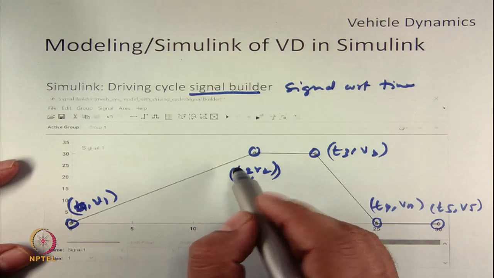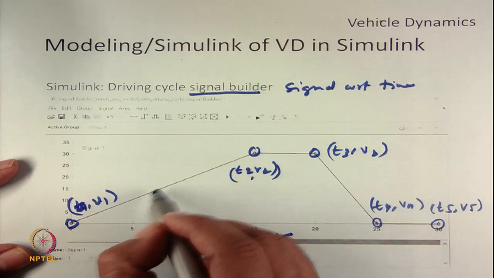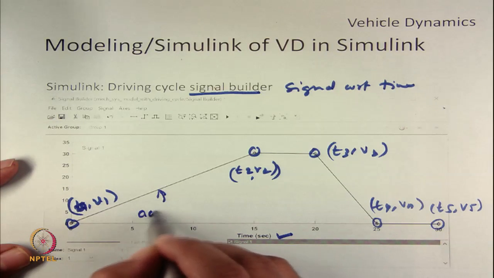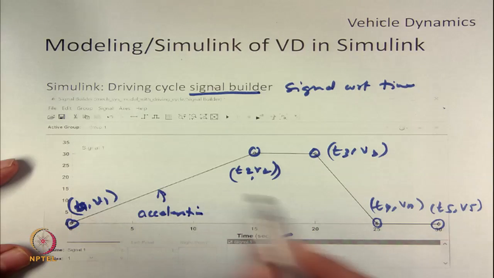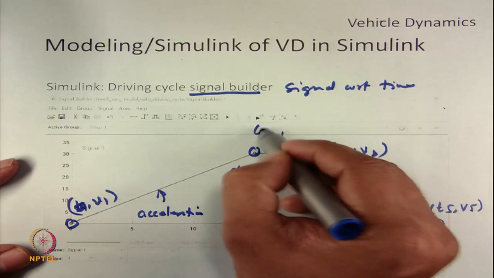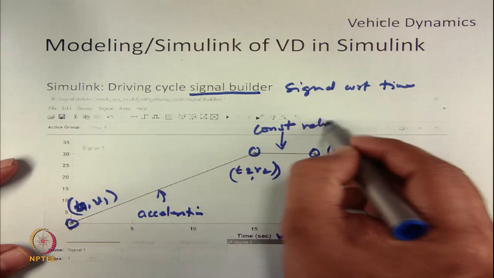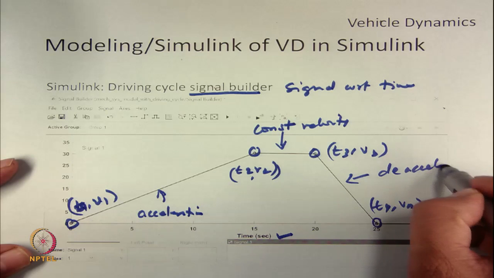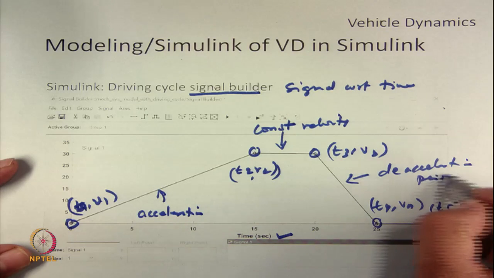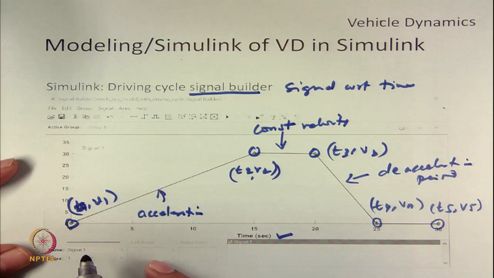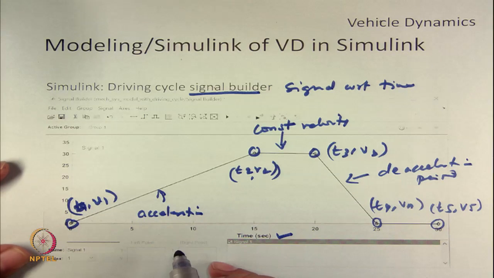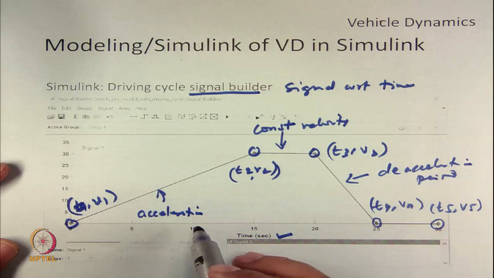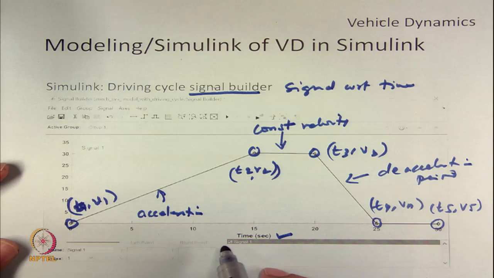So, we have an acceleration period. This is the acceleration period. This is the constant velocity period. This is the deceleration period. This is a kind of idling period. So, let us try to see the simulation of the mechanical system when the input is a driving cycle.